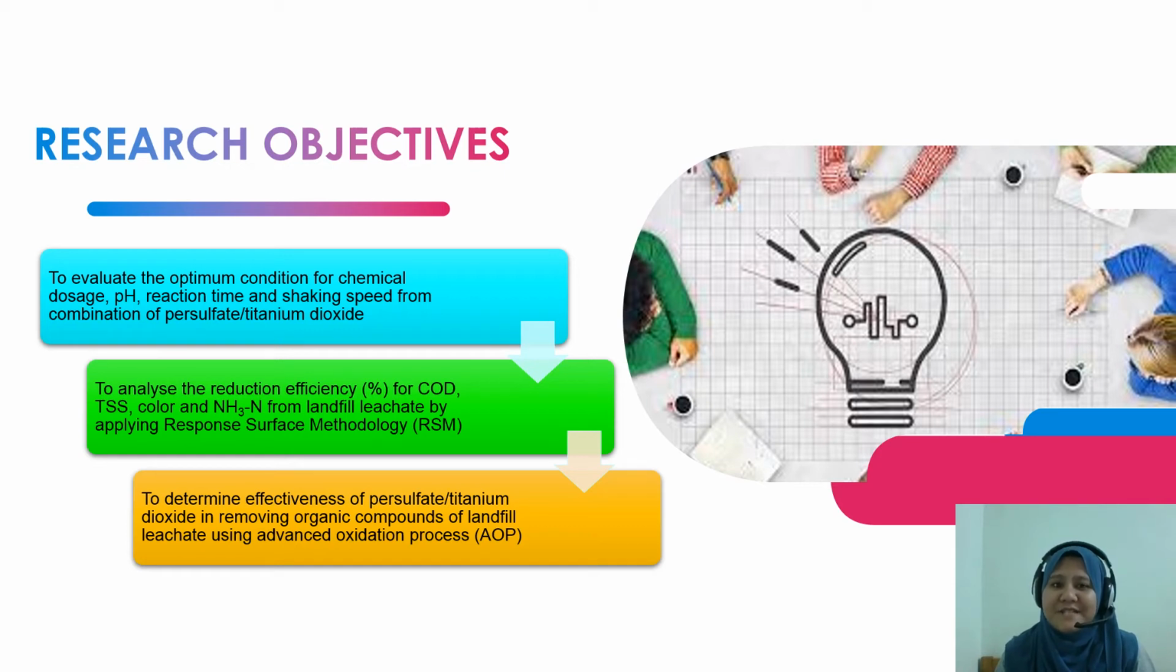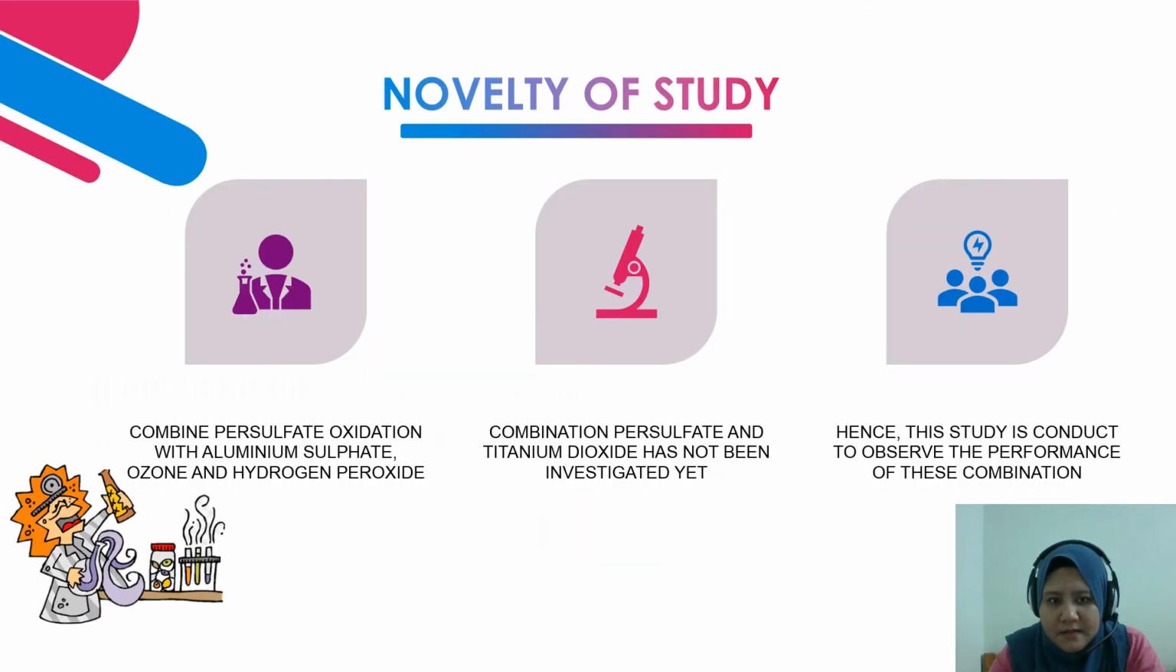using advanced oxidation process. The novelty of the study is that, when we refer to the journals, previous researchers had observed the combined persulfate oxidation with aluminium sulfate, ozone and hydrogen peroxide. However, the combination of persulfate and titanium dioxide has not been investigated yet. That's why this study is conducted to observe the performance of this combination.